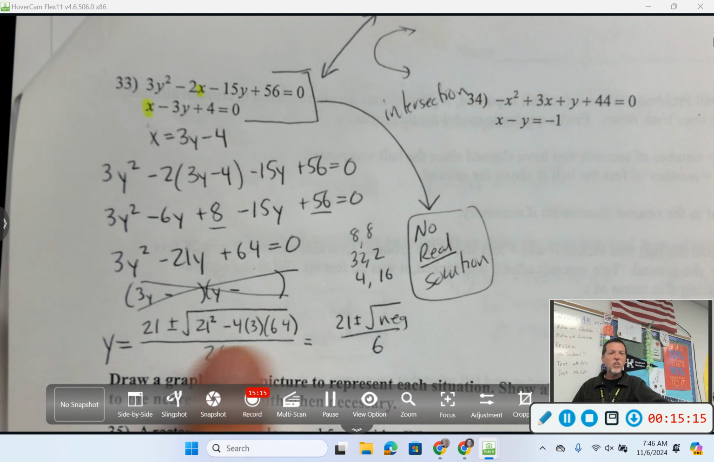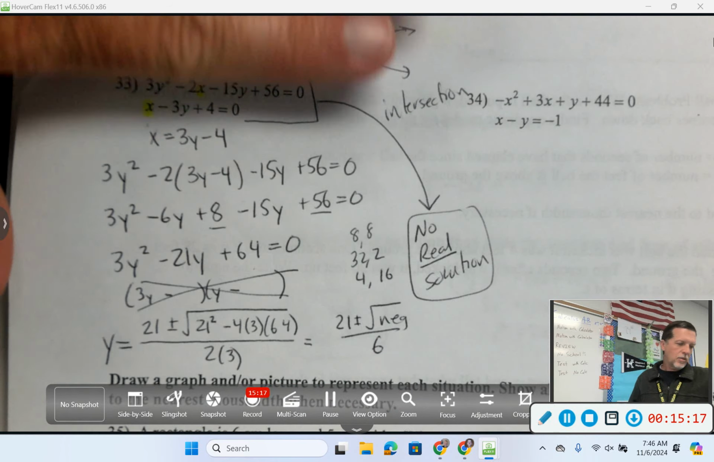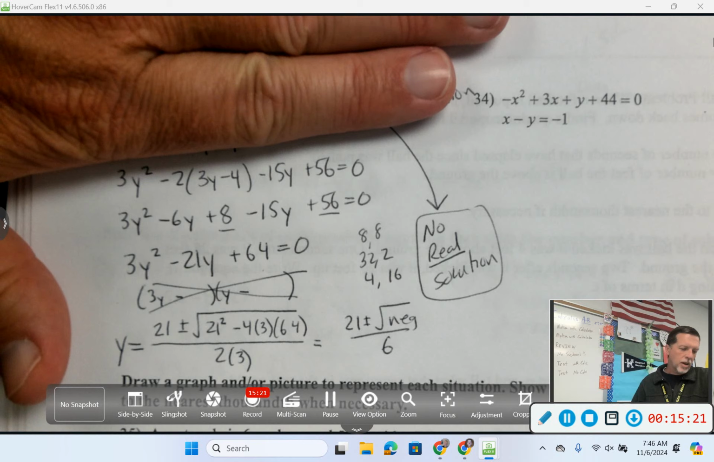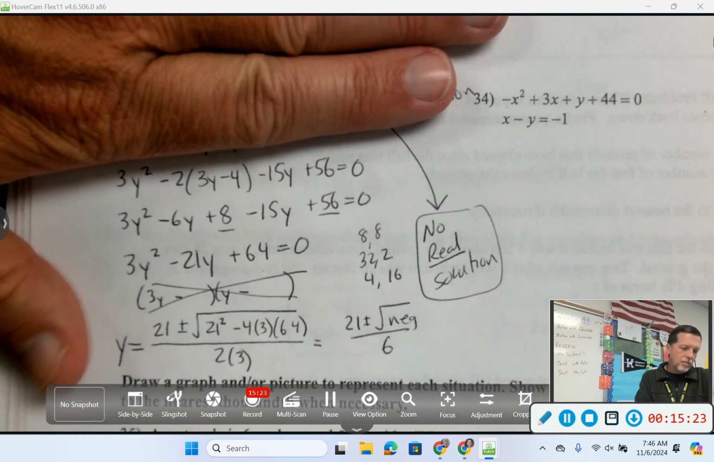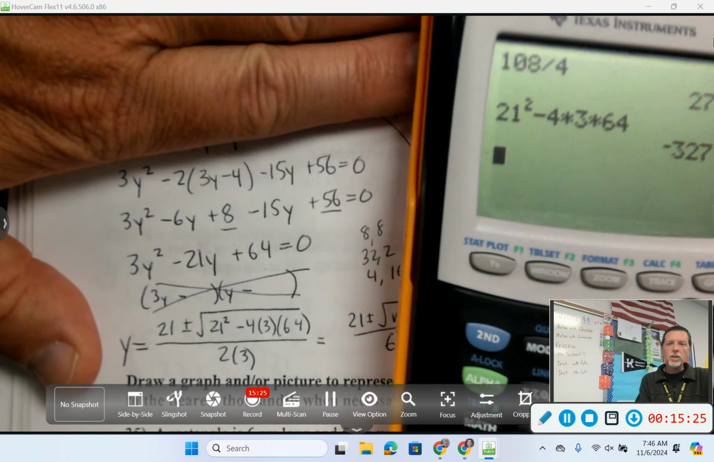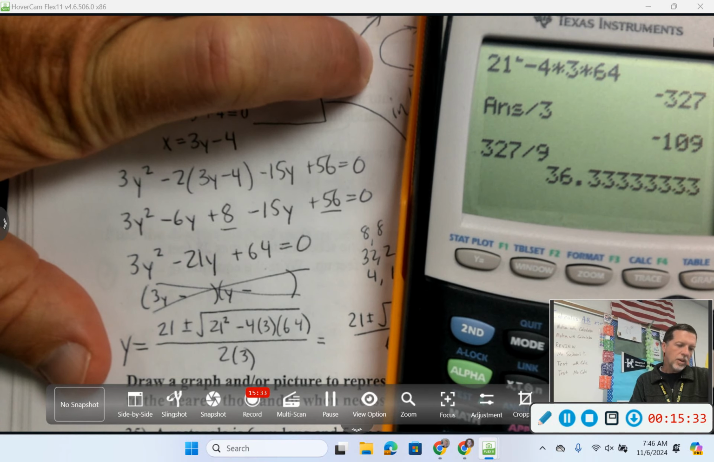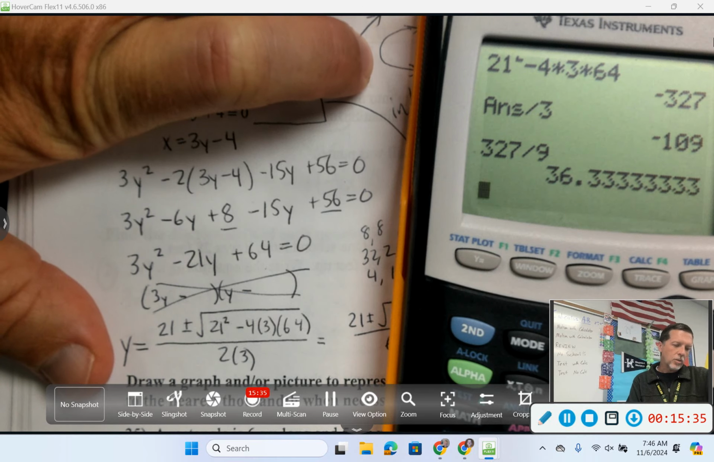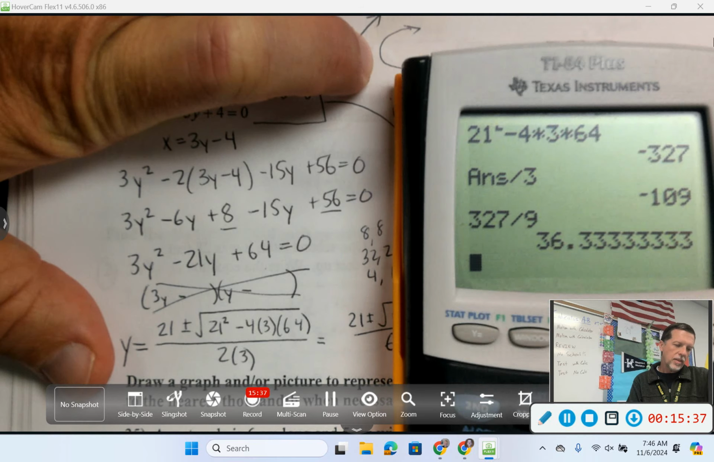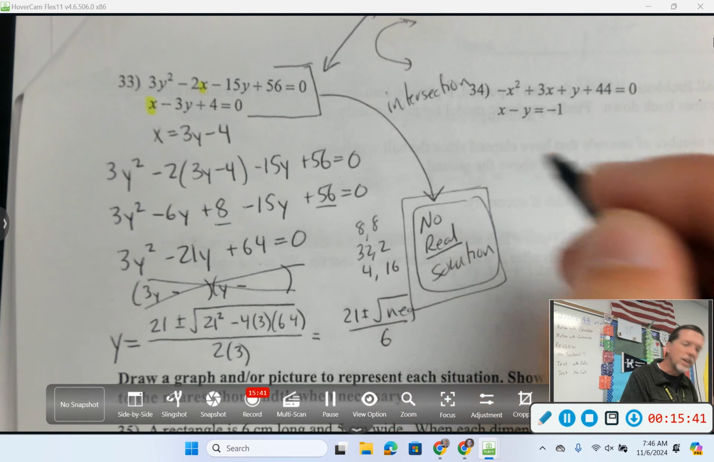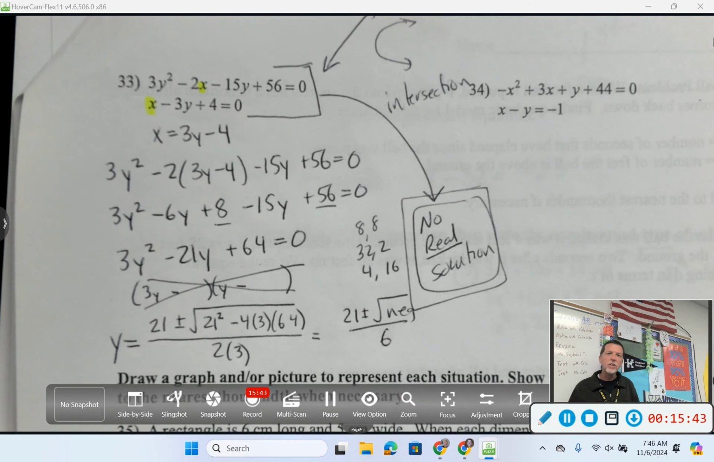If we just started with that equation with y's in it and it wasn't a system, then we'd need to keep going and figure out something about 327. Is 327 divisible by 9, maybe? Nope. So I don't know what you could do with 327. But it doesn't matter because there are no real solutions. There's no real intersection. We're looking for an intersection.